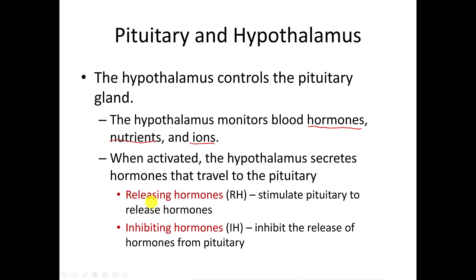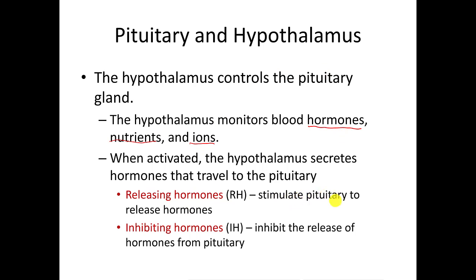Now, the hypothalamus can release two different hormones. It can release what's called a releasing hormone, which is going to stimulate the pituitary to release a hormone, or it can release an inhibiting hormone, which would inhibit the release of hormones from the pituitary gland. Okay, so let's go back to that example. Let's say that you have a hormone in the body that is low, and you need more of it. The hypothalamus would release a releasing hormone, which travels to the pituitary and tells the pituitary, hey, make more of that hormone.